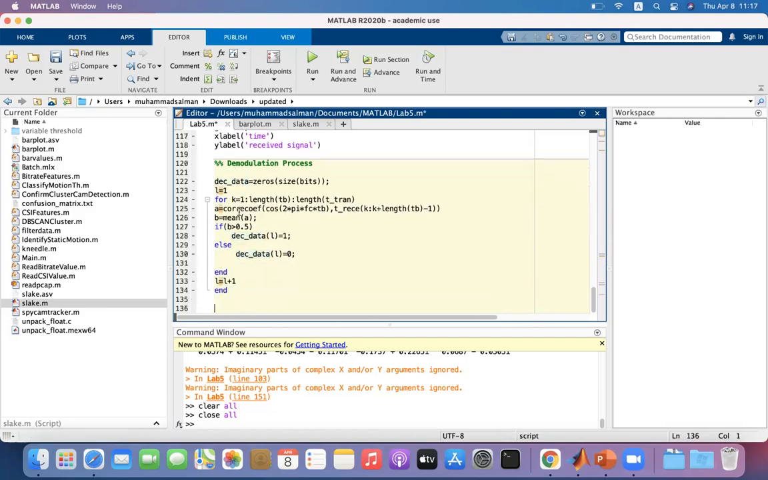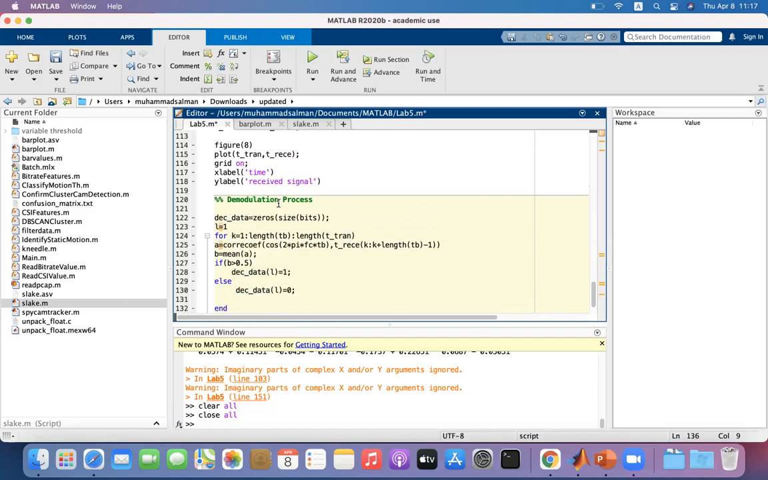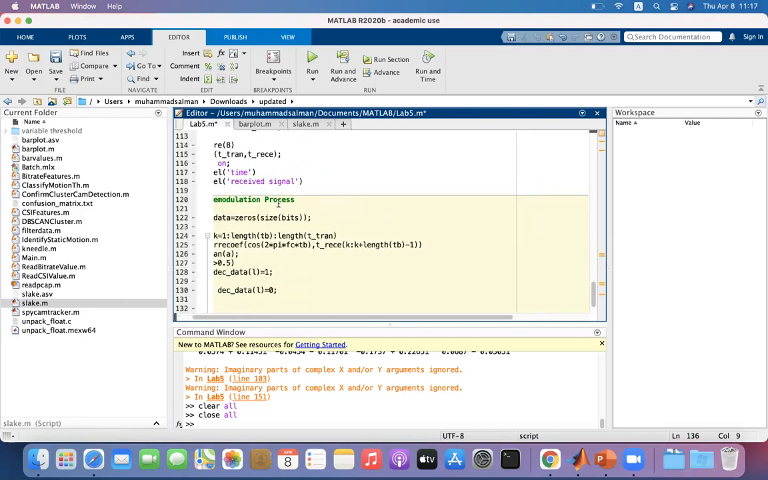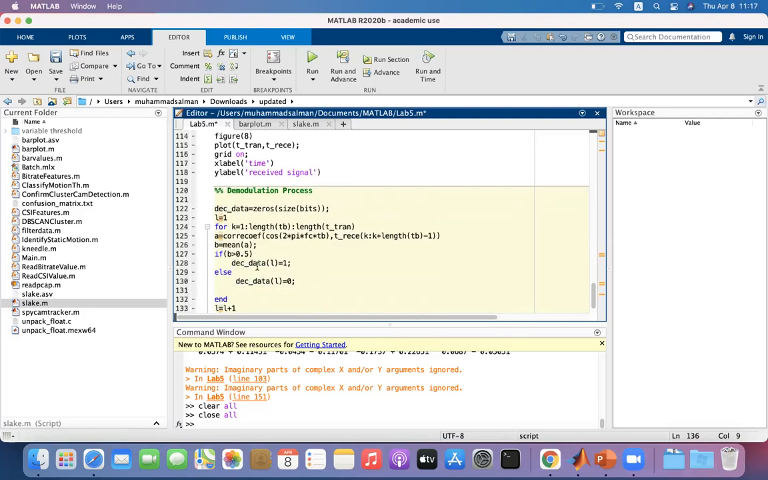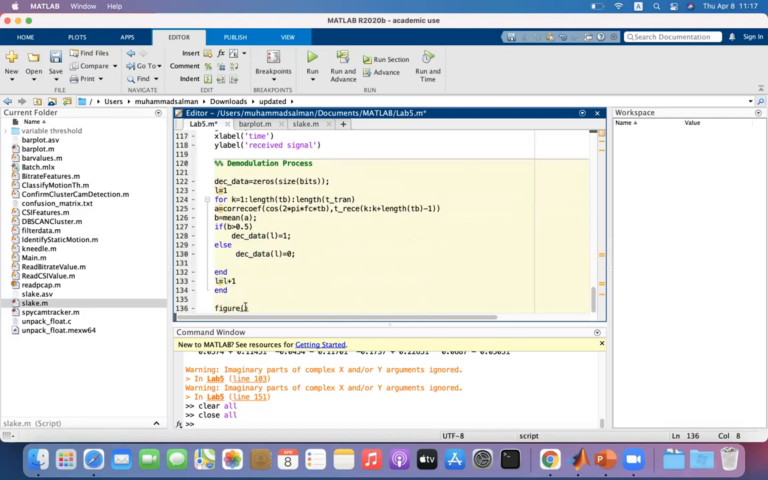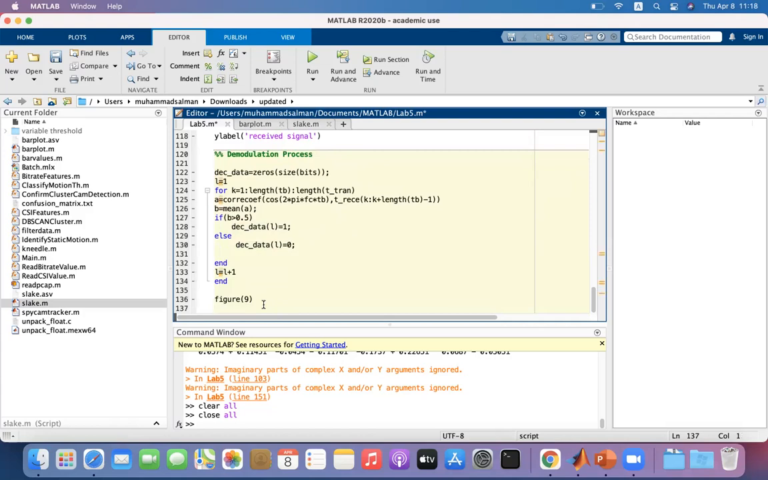And then let's plot it. So, figure. Why am I plotting it every time? Because there might be some problem with my code or something, so I can instantly know where the problem is. So I will say that this is figure number 9, because the last figure I used is figure number 8, and figure number 9 should be stem.